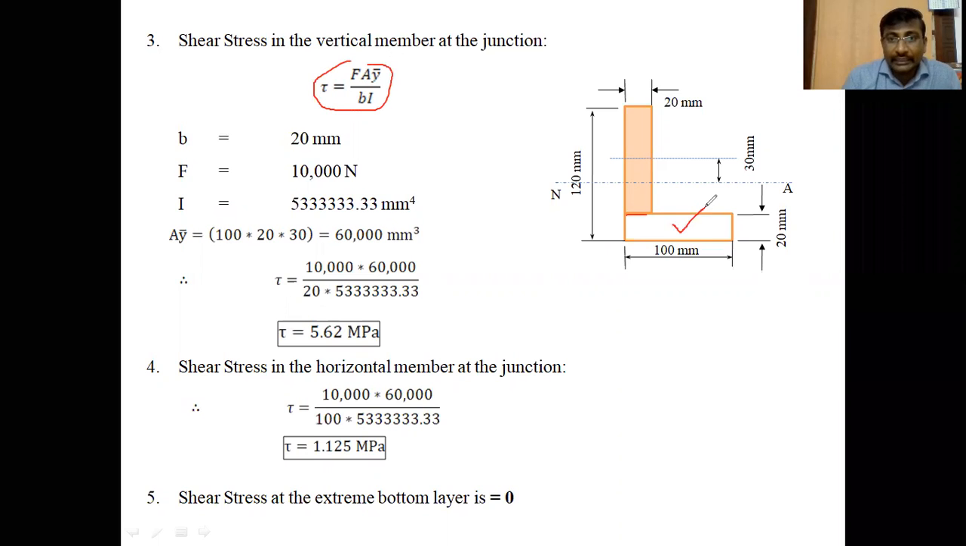Similarly, by applying the formula F A y bar by B into I at the same junction, but in this case we are going to find the shear stress in the horizontal member. Shear stress in the horizontal member at the junction. So we are considering the layer at this place now.